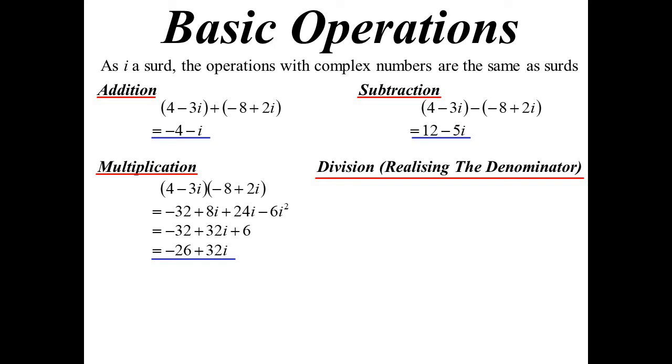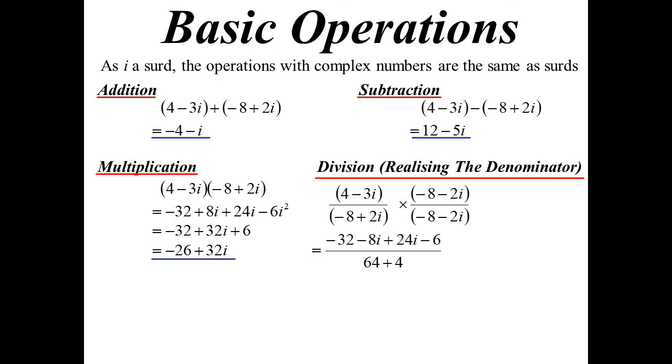Division is what we call realising the denominator. With surds, it was called rationalising the denominator, but it's the same thing. So I would multiply by the conjugate: minus 8 minus 2i on minus 8 minus 2i. So top of the fraction, expand that out.